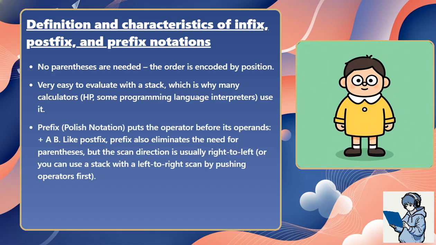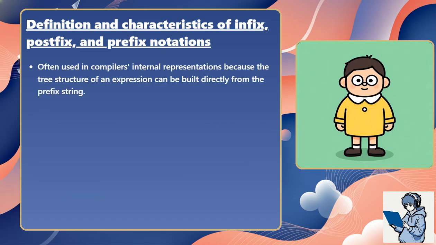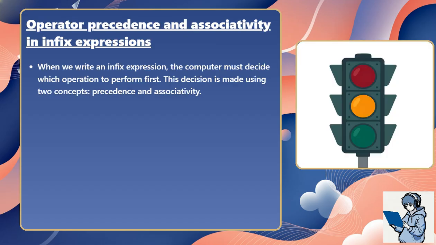Prefix, also called Polish notation, puts the operator before its operands: plus a b. Like postfix, prefix also eliminates the need for parentheses, but the scan direction is usually right to left, or you can use a stack with a left to right scan by pushing operators first. Unambiguous without parentheses. Often used in compilers' internal representations, because the tree structure of an expression can be built directly from the prefix string.